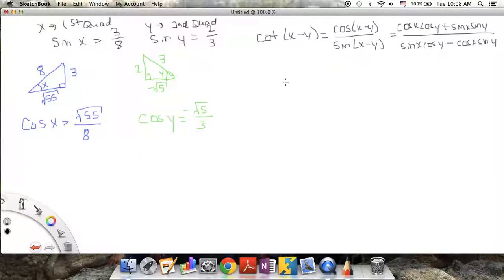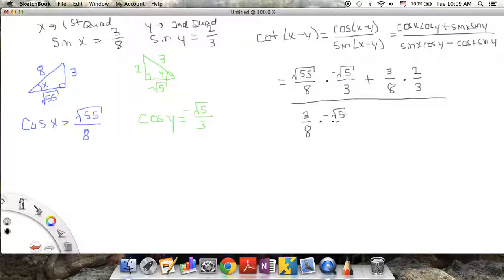So we have all our information now, and we just have to go up here and plug it in. Cosine of x is the square root of 55 over 8. Cosine of y is negative the square root of 5 over 3, plus the sine of x is 3/8, and the sine of y is 2/3, all over sine of x, 3/8, cosine of y, negative 5 over the square root of 3, minus cosine of x is the square root of 55 over 8 times the sine of y is 2/3. All right, now again, we've got a common denominator here of 24. It's on the top and the bottom.